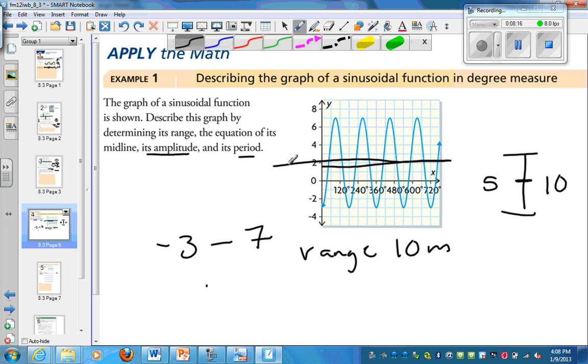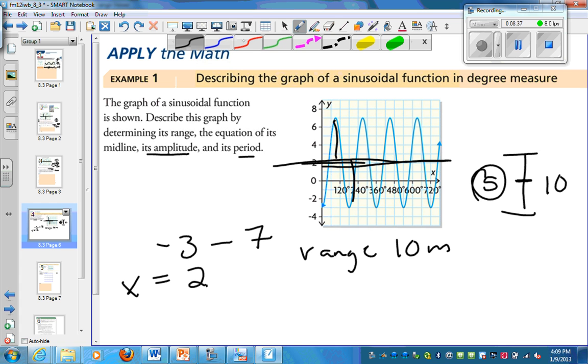This is a x equals line because it is a horizontal line. So the equation of its midline is x equals 2. So just to check, if we add another 5 onto that, do we get to 7? Yes. Okay, its amplitude is 5 because remember that's the midline to the max or the min. There's a difference of 5.